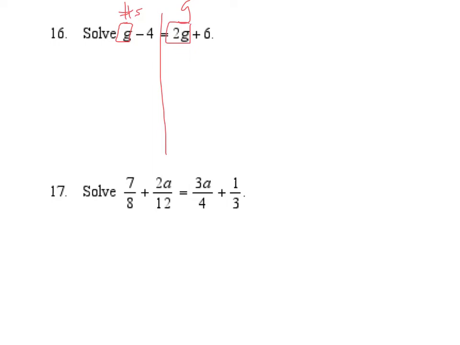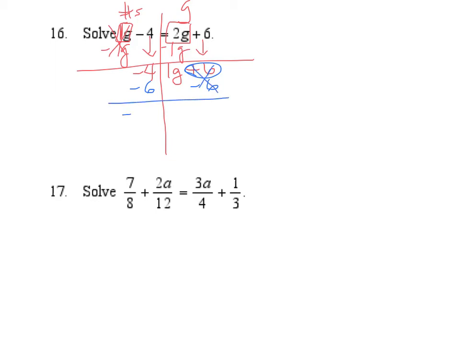So to move this g from the left side, it's a 1g. I need to subtract 1g. What I do to one side, I'm going to do to the other. So I bring down my negative 4. I'm left with 1g plus 6 because I just bring that plus 6 down because I didn't do anything with it. Now I need to move this 6 to the other side. So I'm going to subtract 6 from both sides. This cancels. So I get negative 10 equals 1g. So g equals negative 10.